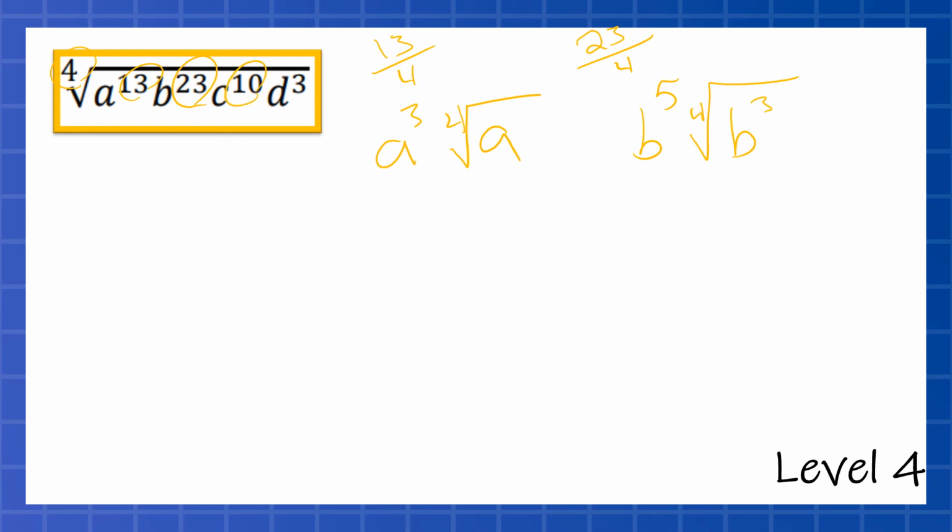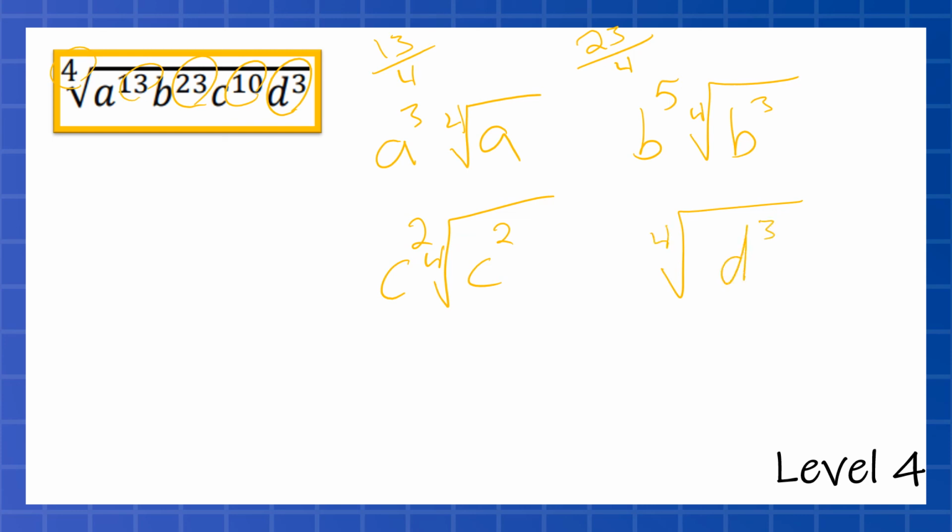Let's look at the c. c is to the 10th. It also doesn't divide by 4. So we get c squared. 2 times 4 is 8, plus 2. So there would be 2 left over. And the last one, d to the 3rd. You can't get any sets of 4 if you've only got 3 to begin with. So we're going to leave it right there.